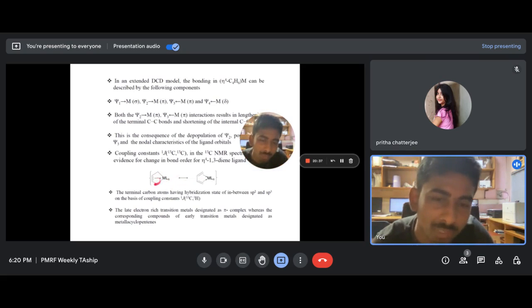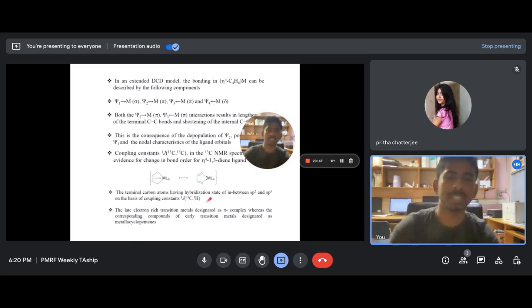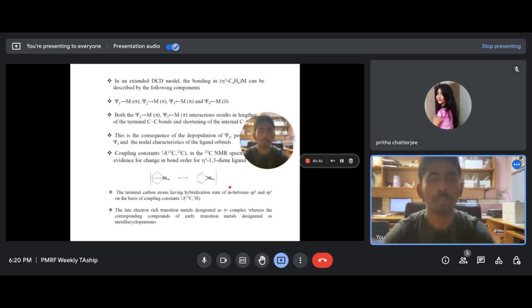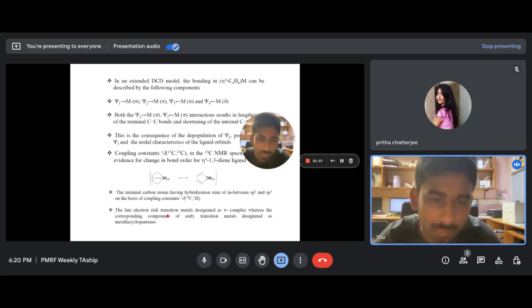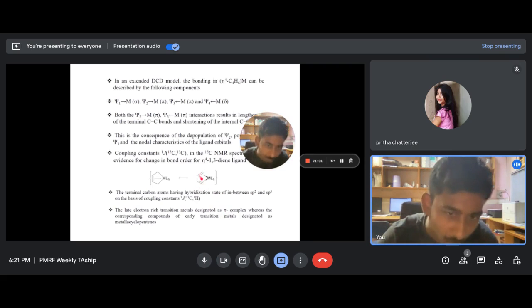That's why they prefer this canonical form, but the early transition metals prefer this other canonical form. So early transition metals are favoring the metallocyclopentene kind of system, but late transition metals are favoring this eta-4 1,3-butadiene kind of system. So the last point is quite clear: the late transition metals will form a pi complex. That is a pi complex.